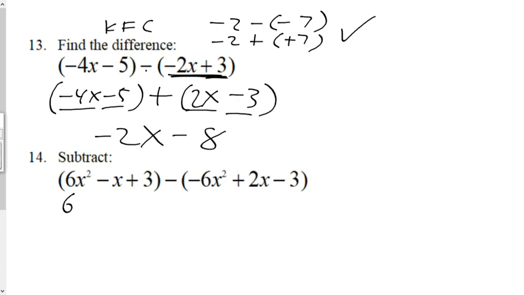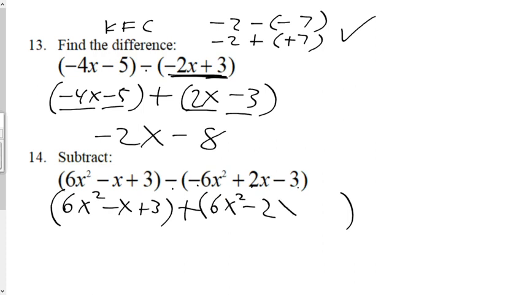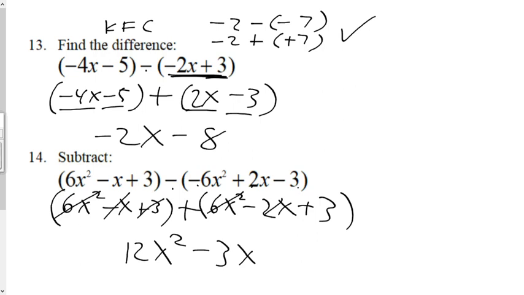Again, same logic with the next one. Keep the first polynomial as is. In this case, it's a trinomial. Change it to addition, and use the opposite of every term in this second one. So positive 6x squared, negative 2x, positive 3. So now that we've changed it to the opposite, gather like terms. These two will form a positive 12x squared. These two will form a negative 3x. And these two will form a positive 6. So our solution to 14 is 12x squared minus 3x plus 6. Good.